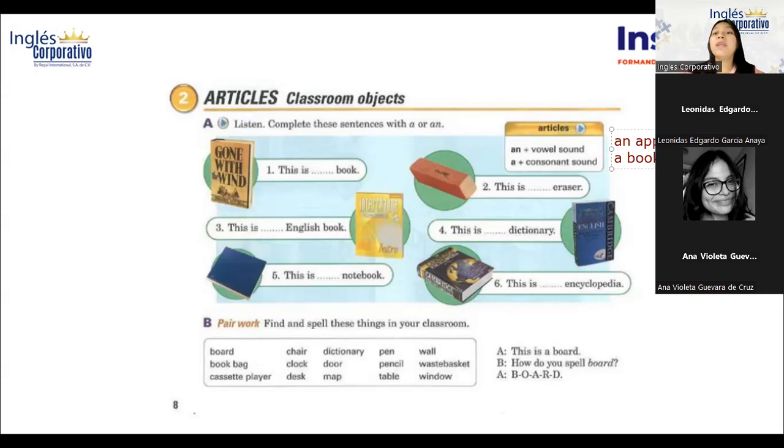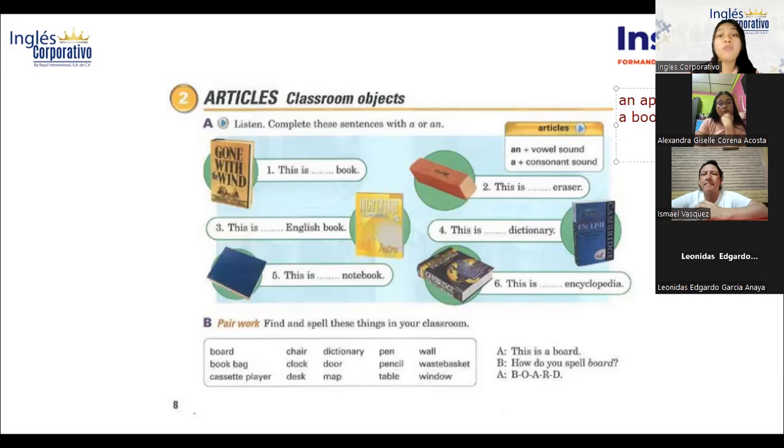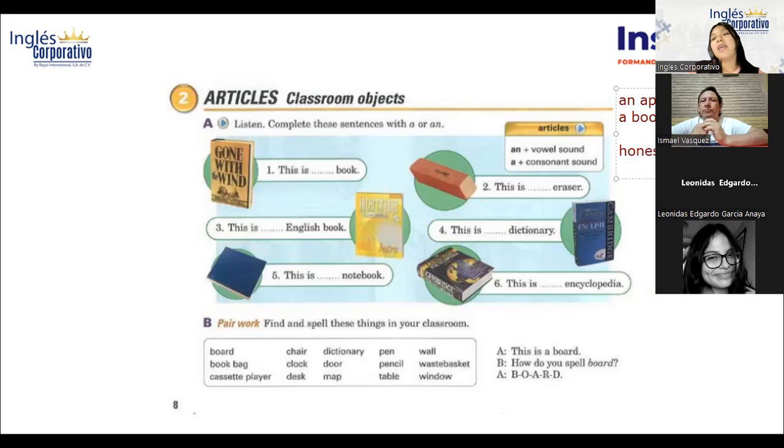Ahora, guys, it's really important that you focus on the sound, okay? No en si la palabra comienza con A o con B, no si comienza con consonante o con vocal, okay? ¿Por qué? Porque fíjese bien en esos dos ejemplos que le voy a dar, okay? Si yo quiero decir una persona honesta, ¿cómo lo voy a decir? Honest person. En ese caso es a. Es an honest person. An honest person.